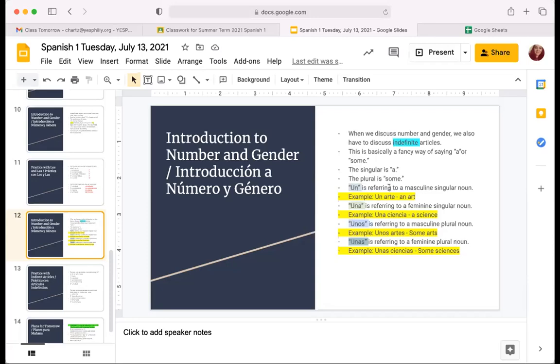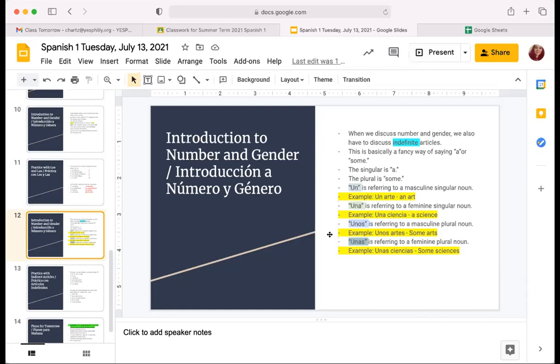So un is referring to a masculine singular noun. An example here is un arte, which is an art. Una is referring to a feminine singular noun. An example is una ciencia, and that's a science. You see how it means a and not the, right?